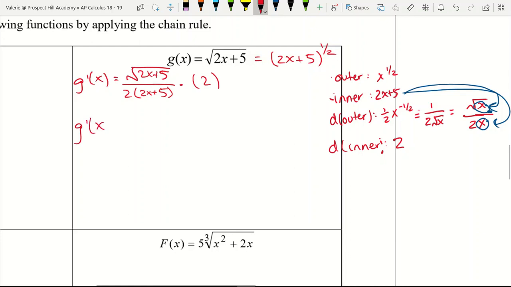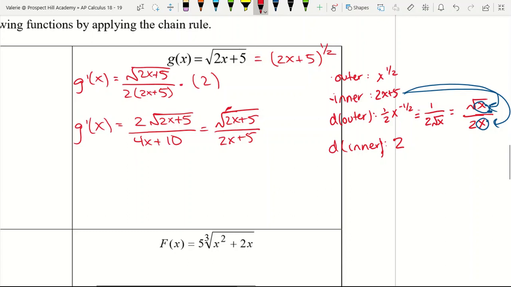So g prime of x is equal to 2 root 2x plus 5 all over 4x plus 10, which simplifies to just root 2x plus 5 over 2x plus 5. Okay.